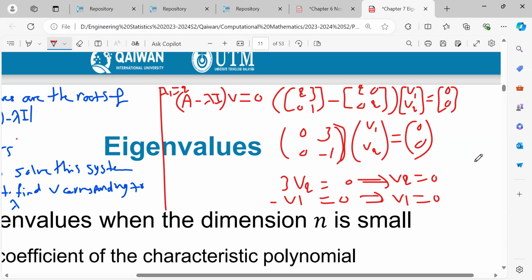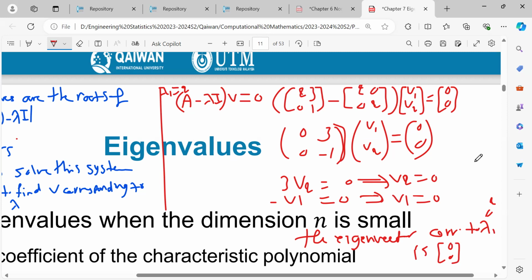Is it always 0? No, it could be not 0. We have many examples which are not 0. It could be a complex number, a non-zero real number, negative, positive, any value. But in this example here, it is 0. Now, the eigenvector corresponding to lambda, which is 2, is 0, 0. This is for the first one.